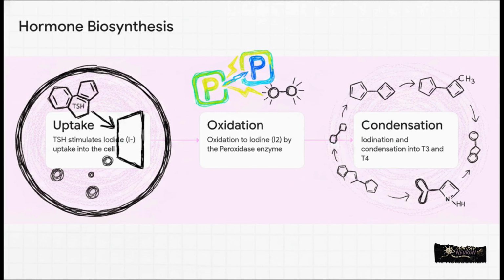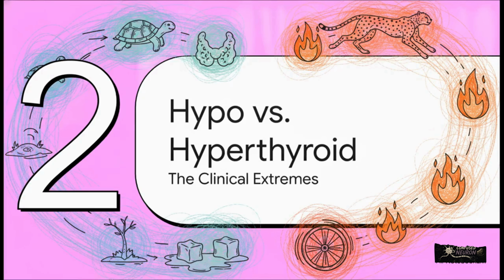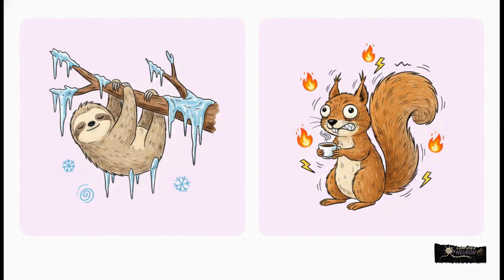Now listen closely. The peroxidase enzyme is the absolute key to understanding how our hyperthyroid drugs work later. Lock that into your memory right now. Section 2. Hypo versus hyper, the clinical extremes. So what happens when this perfectly balanced, beautiful biological system goes totally off the rails into either extreme? Well, you get two very distinct, recognizable clinical pictures.